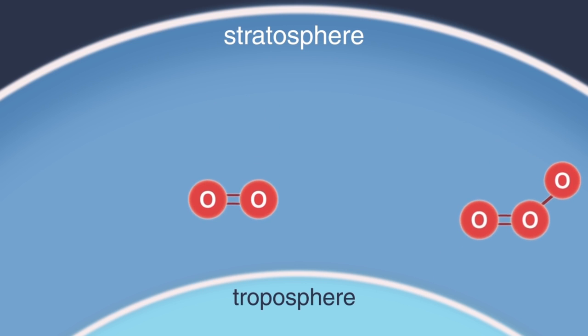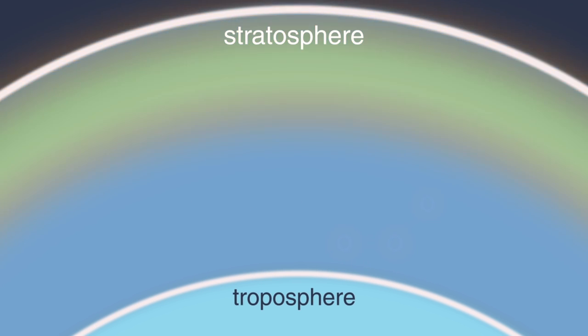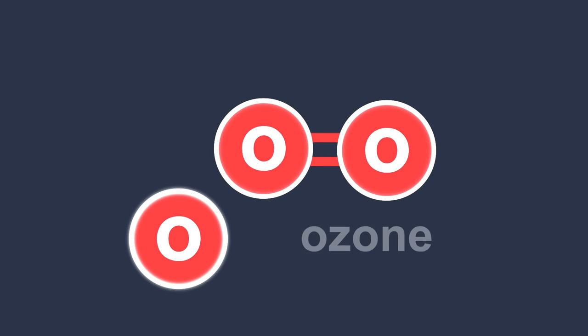If they're moving too fast, they simply bounce off. The energy they shared with the molecules in the air heats up the upper atmosphere. The oxygen atom has now joined with an oxygen molecule to form ozone.